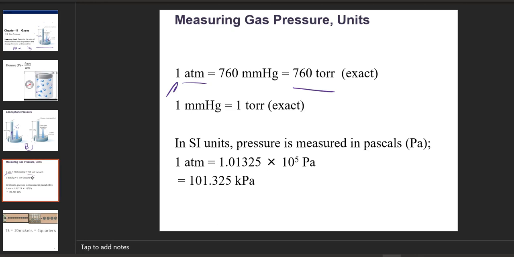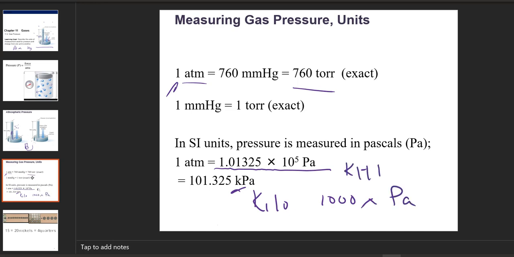In SI units, pressure is measured in pascals. 1 atmosphere is equal to 1.01325 times 10 to the 5th pascals, or 101.325 kilopascals. So that K means kilo, which means 1,000 times a pascal. So those are the same as these ones. That's just your kilo telling us that we have 1,000 pascals. When we do ideal gas laws, you have to pay attention to which unit of pressure you have because you'll use a different gas constant.